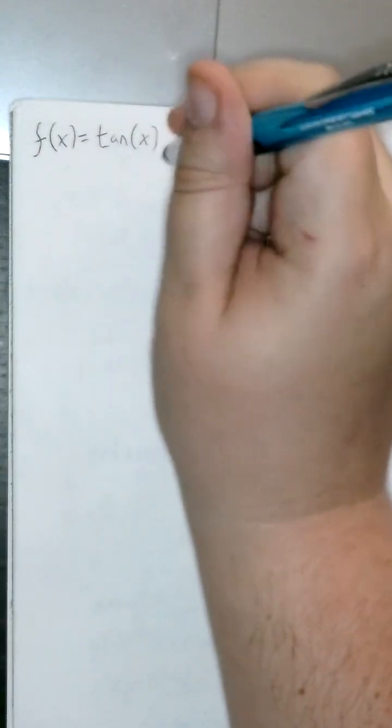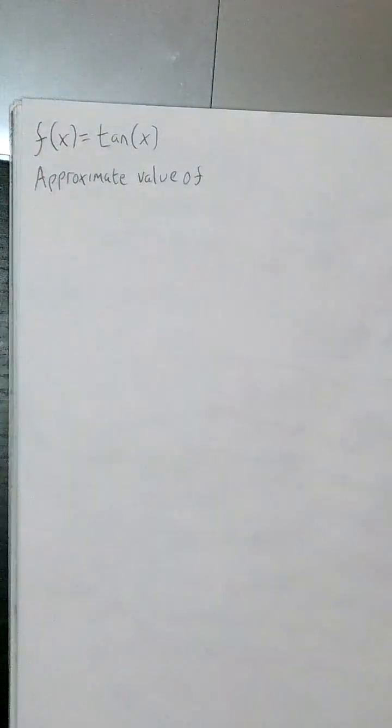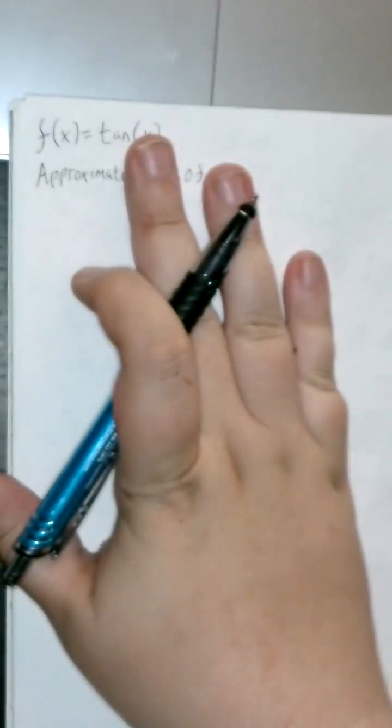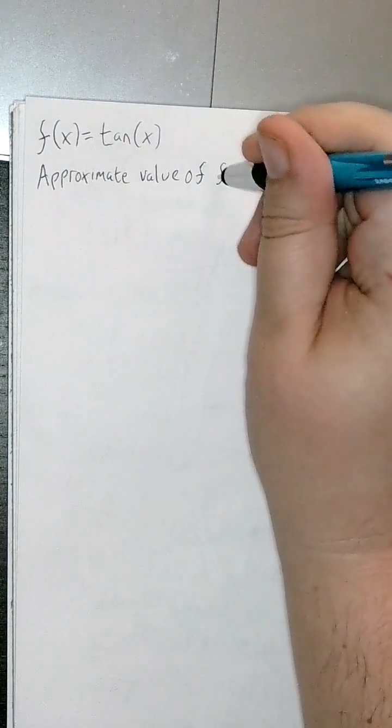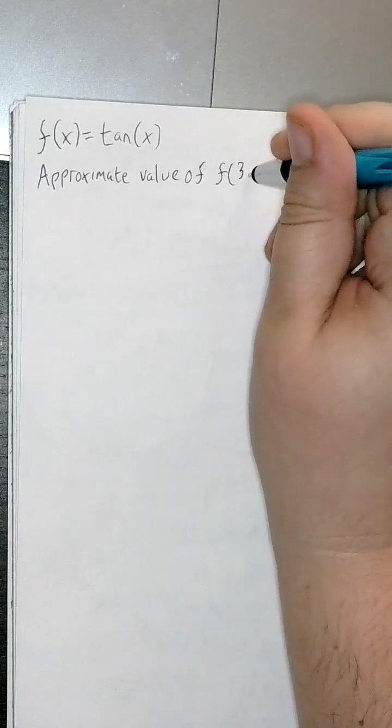So, f of x. Let's do some trig. Let's say f of x is equal to tan x. And I want to approximate the value of f of 3.1.